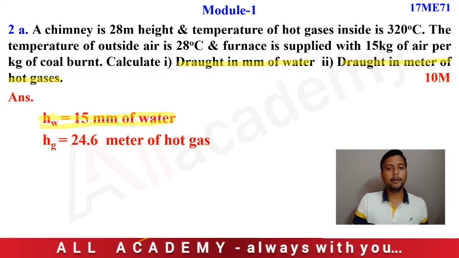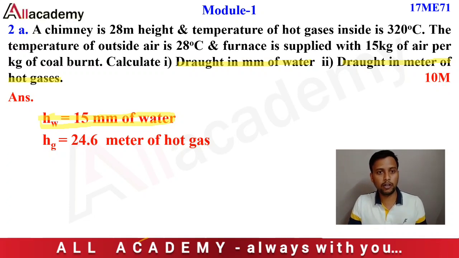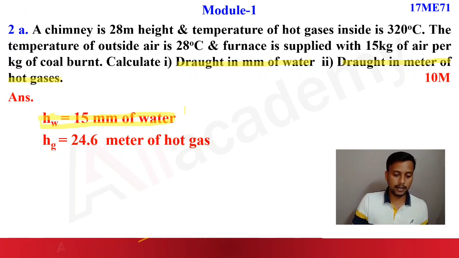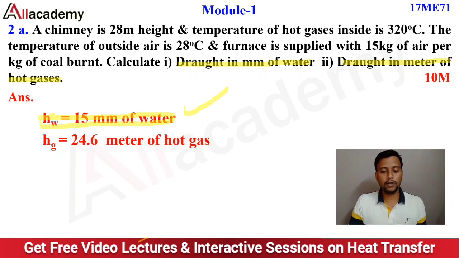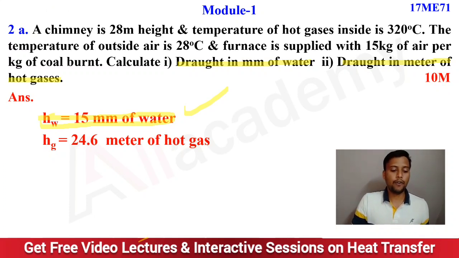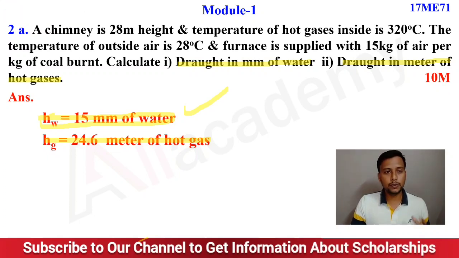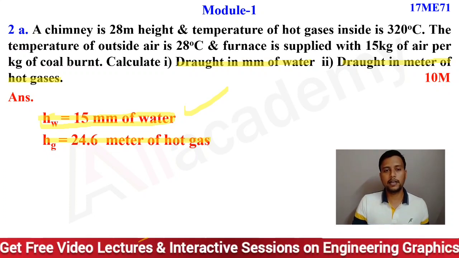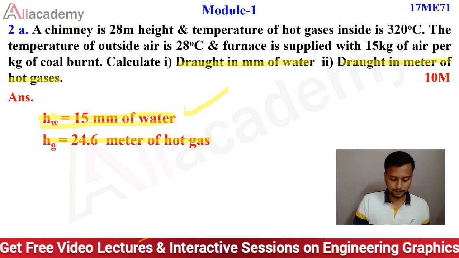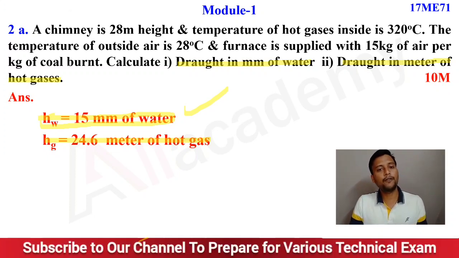So the draught in mm of water is 15 mm of water, you need to write it, and this is the right answer. And the draught in meter of hot gas is 24.6 meter of hot gases. The students who have attempted this question and got these answers may directly get the 10 out of 10 marks. Okay, so this was in mm of water, and this is in meter of hot gases.